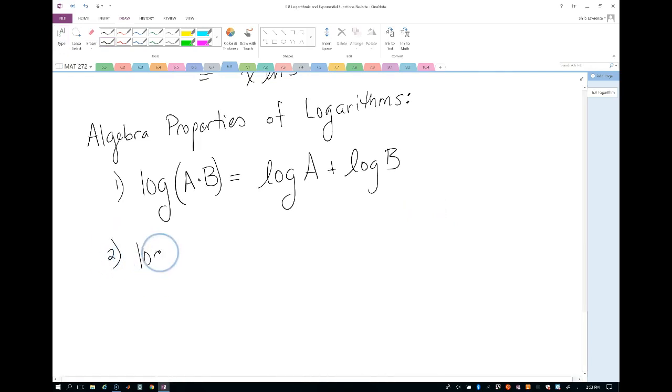There is a similar property for division. The only thing different is if we're dividing inside of the logs, they would get separated with subtraction.